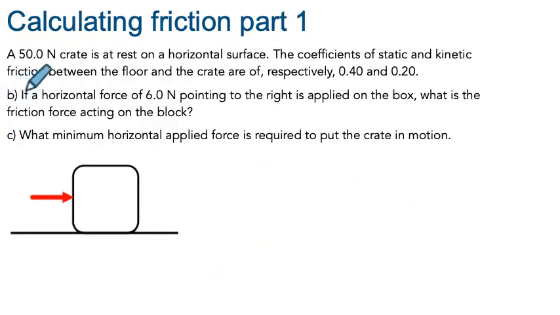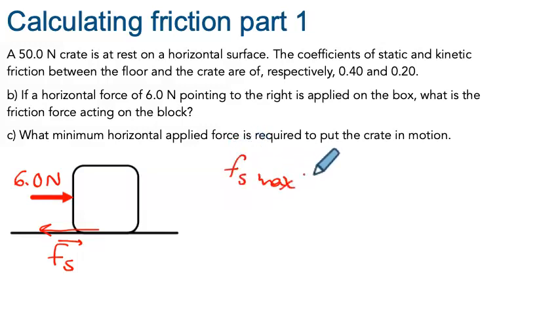In part B, if a horizontal force of 6 Newton pointing to the right is applied on the box, what is the friction force acting on the block? In this case, the applied force is equal to 6 Newton. We want to know the size of the friction force if this is to stay in equilibrium, because we are expecting that it will stay at rest. Can we make that claim? It's not necessarily obvious. The first thing we should check is the maximum static friction.